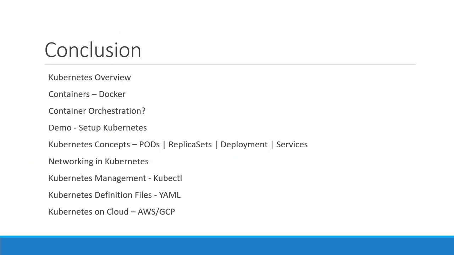We are at the end of the Kubernetes for Beginners course. I hope I have covered enough topics to get you started with Kubernetes. We started with containers and Docker, and we looked at what container orchestration is. We looked at various options available to set up Kubernetes. We went through some of the concepts such as pods, replica sets, deployments, and services in Kubernetes. We also looked at networking at a very basic level in Kubernetes.